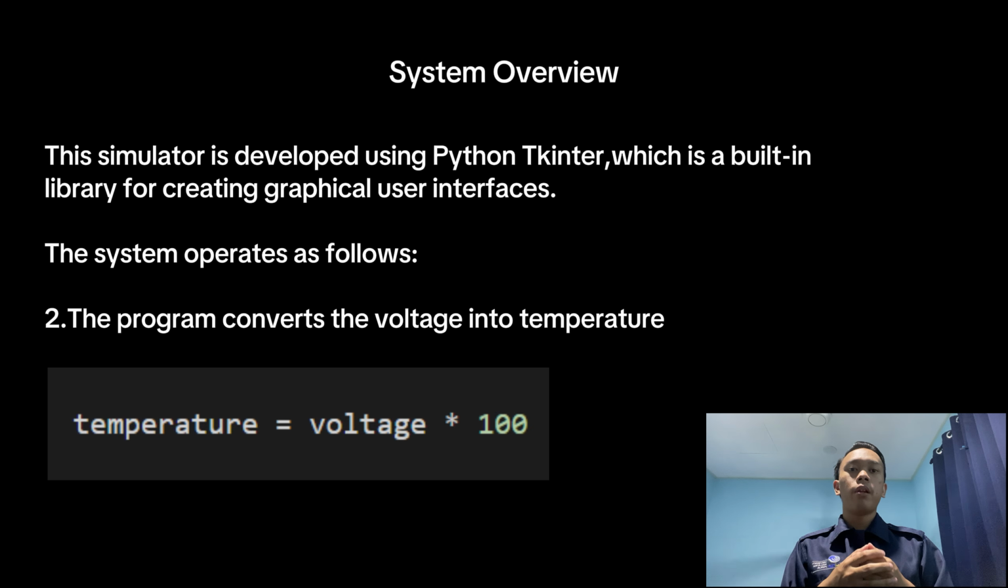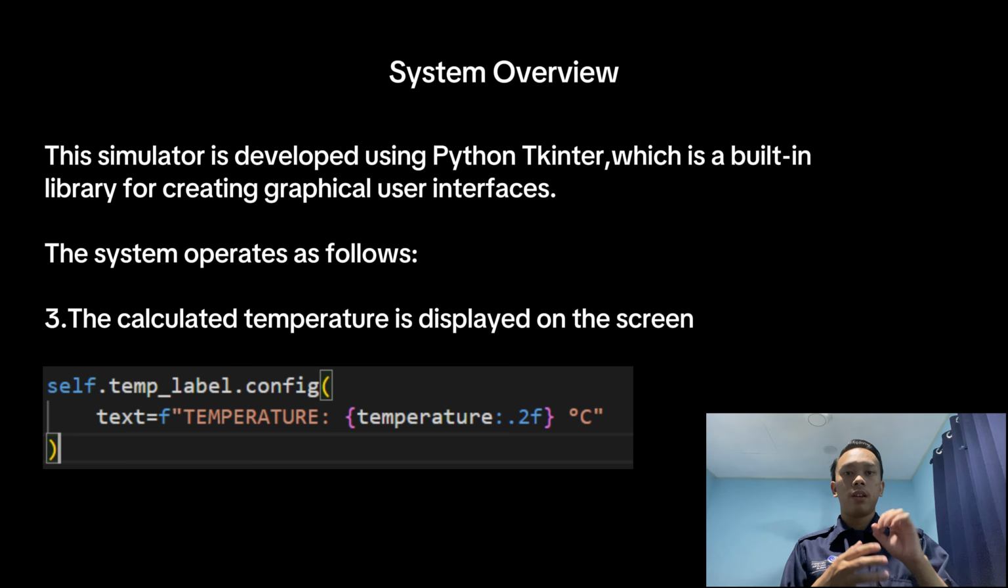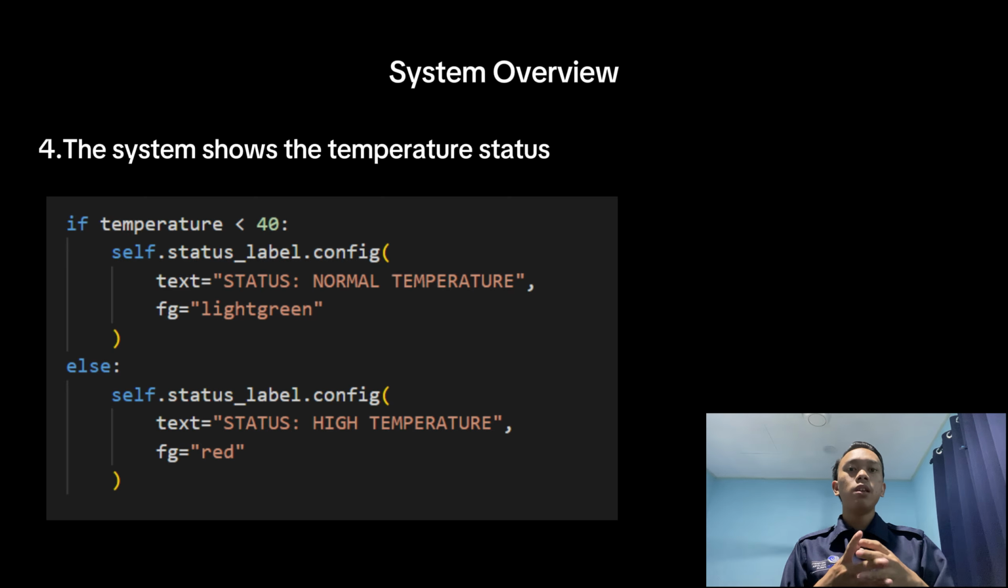Second, the program converts the voltage into temperature. Third, the calculated temperature is displayed on the screen. And lastly, the system shows the temperature status, either normal or high. All the program logic and GUI components are organized inside a single class, following the object-oriented programming approach.